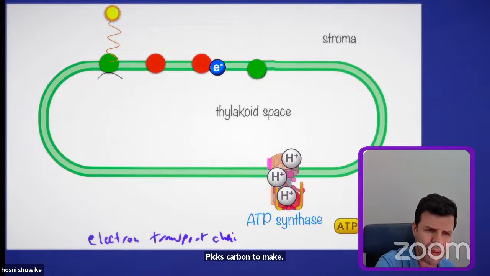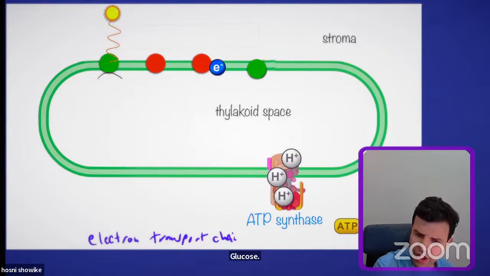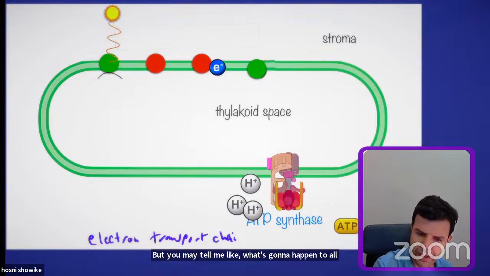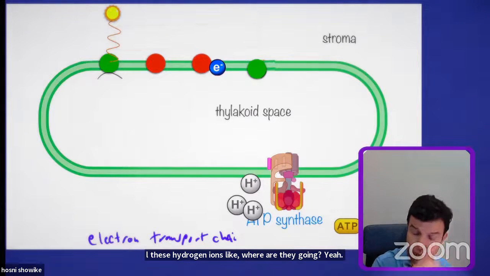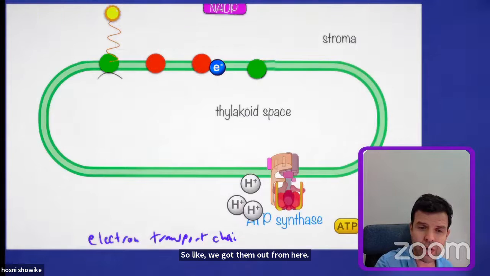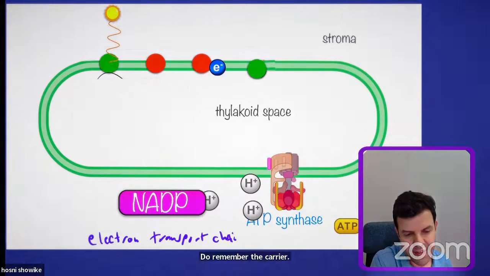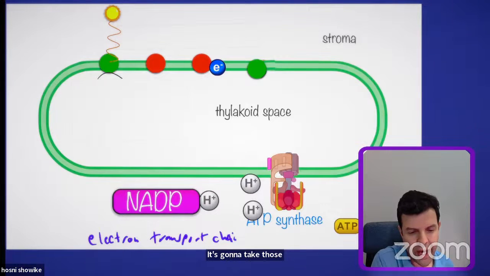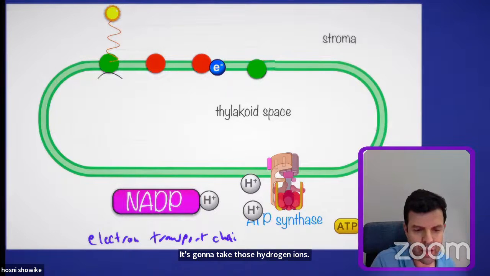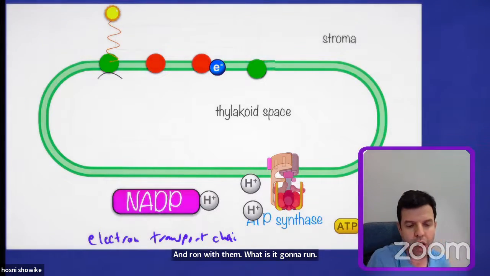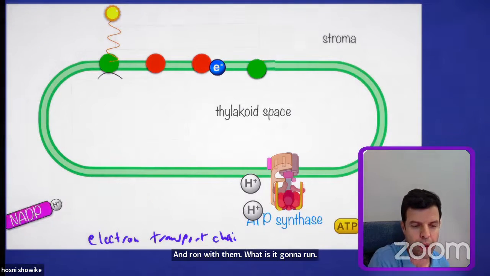But you may tell me, like, what's going to happen to all these hydrogen ions? Where are they going? Yeah, so we got them out from here. And where are they going to go? This guy is going to come along. Do you remember the carrier? It's going to take those hydrogen ions and run with them. Where is it going to run? Together, they will run out to the stroma. All right?